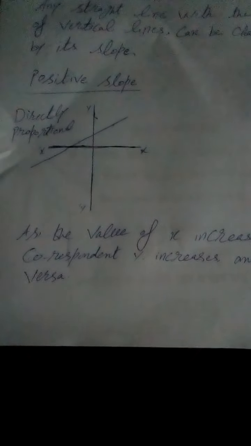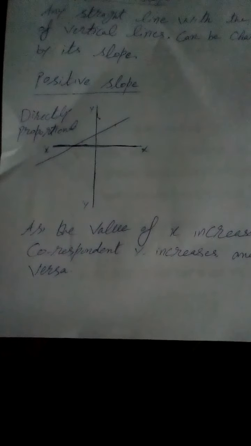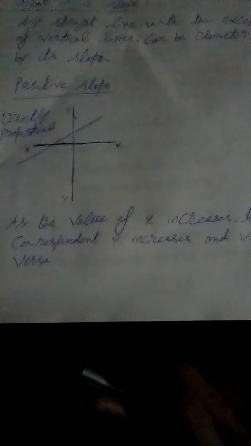Look at this, students. This is a positive slope which I had drawn already. Positive slope means that it is directly proportional. If the value of x increases, the correspondent value of y increases, and vice versa. As much as x is increased, y is increased. So this is called the positive slope, and the two are directly proportional with each other.